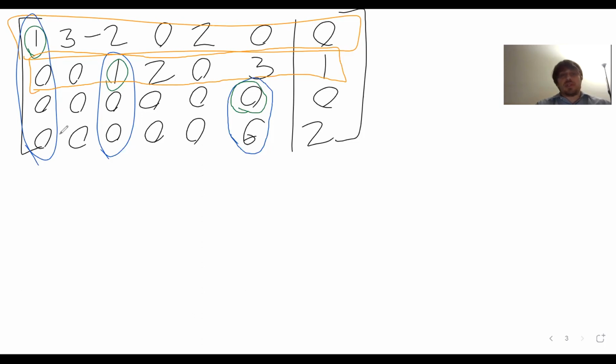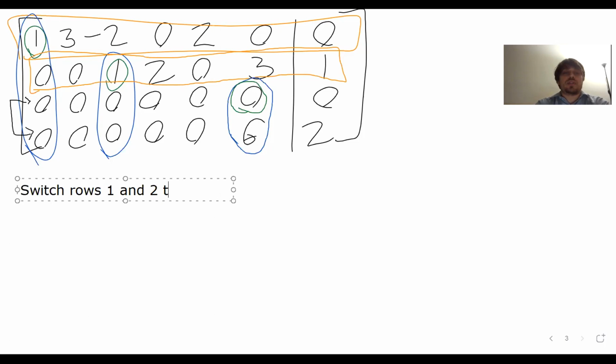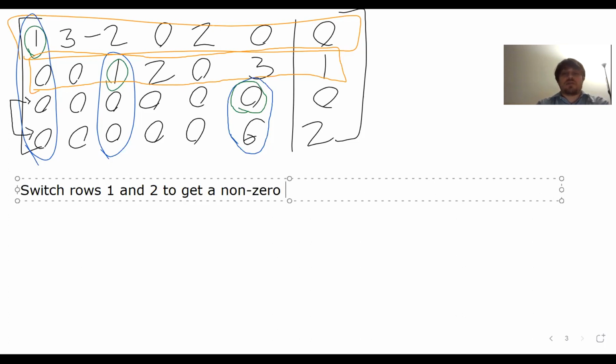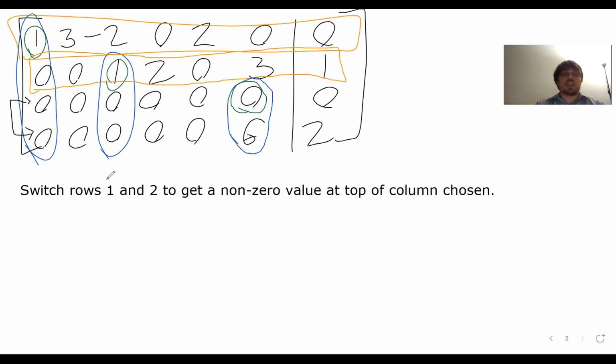So there's the obvious way to do that. We just switch this row and this row, right? If we switch these 2 rows, then the 6 will be here and the 0 will be here, so we'll have a non-zero entry at the top. Okay, so let's do that. Switch rows 1 and 2 to get a non-zero value at the top of the column chosen. The column we chose is the leftmost non-zero column in the submatrix. This is now row 1 in the submatrix, and this is now row 2. So we're going to switch those 2 rows and have a non-zero quantity at the top of that column.